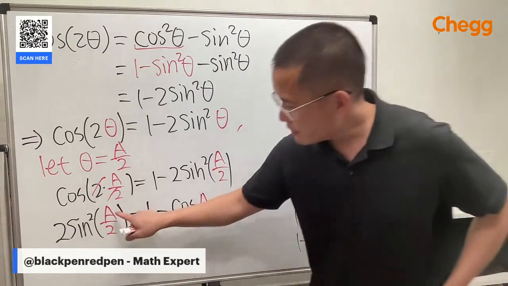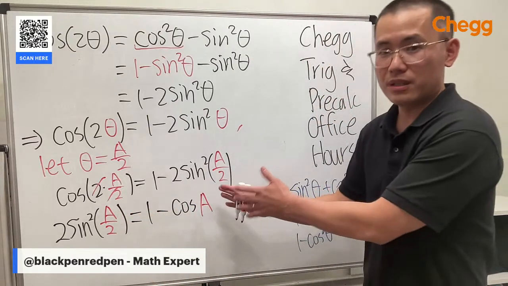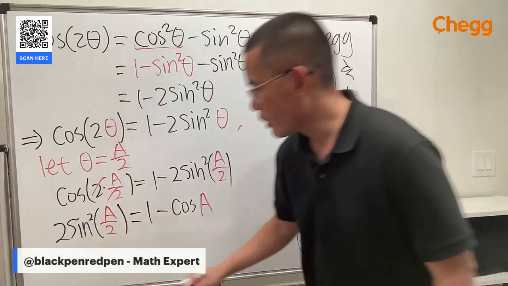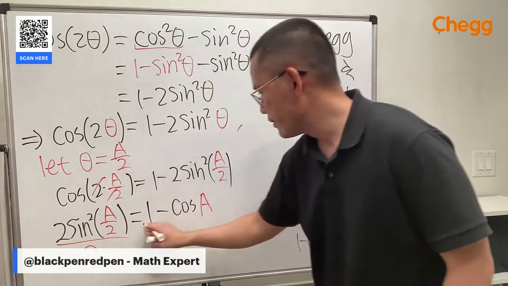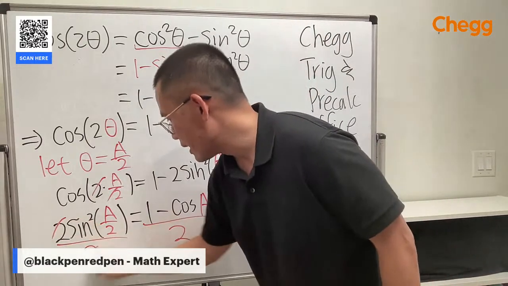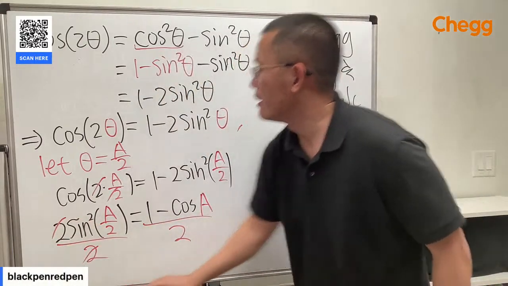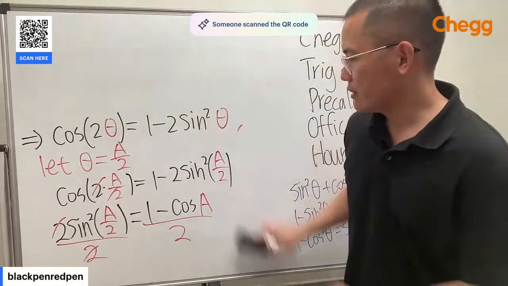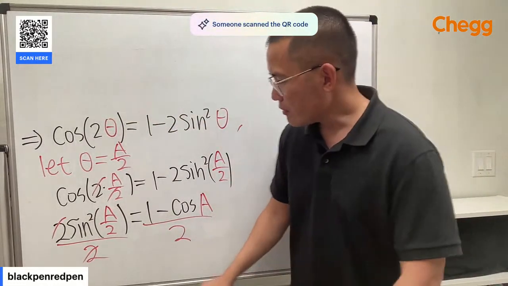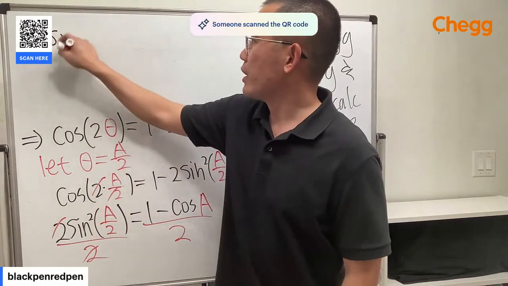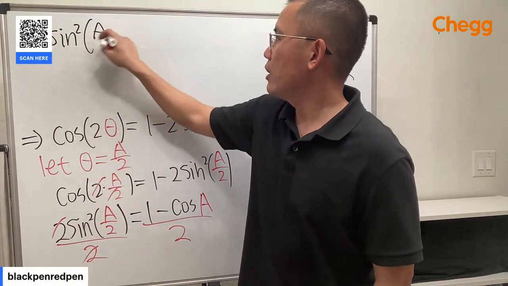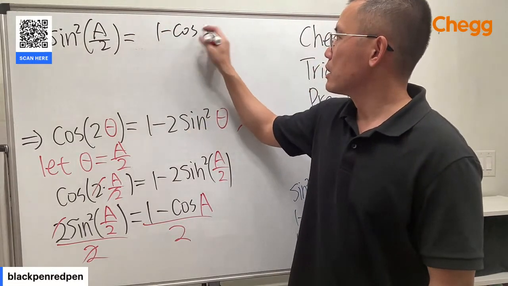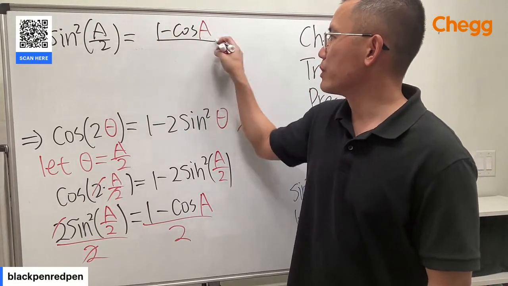So now you see we have A over 2, and then right here it will be in terms of cosine A. And then we can divide the 2 to both sides. So I'm just going to divide it right here, cancel, cancel. And we are about to run out of space, so I'm going to erase this right here. And then just kind of look up right here. Here, we will get sine squared of A over 2 equals 1 minus cosine of A over 2.